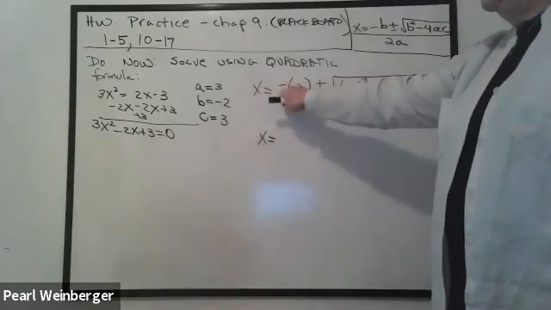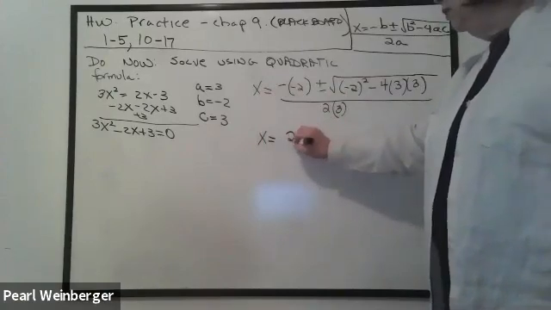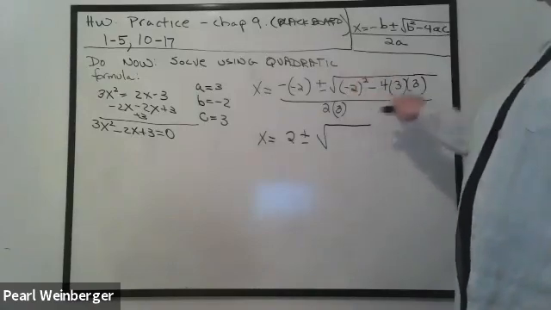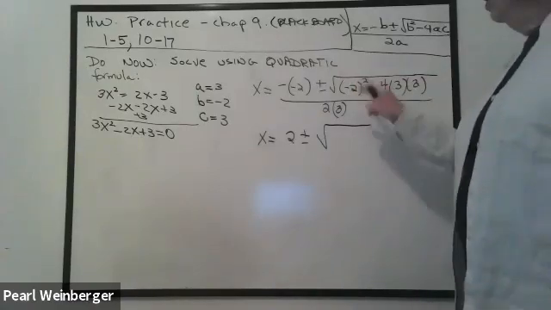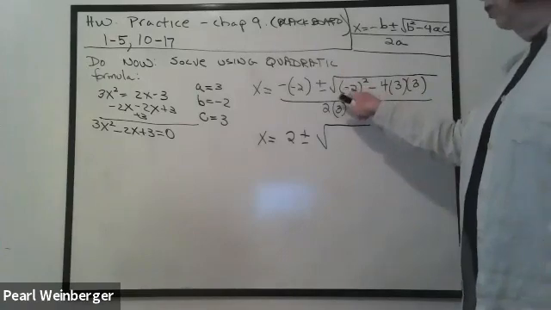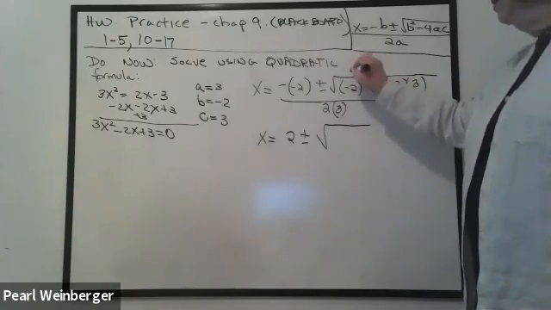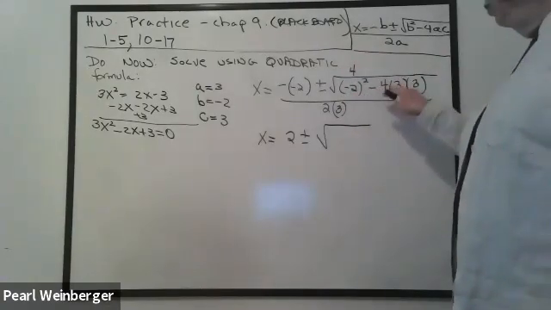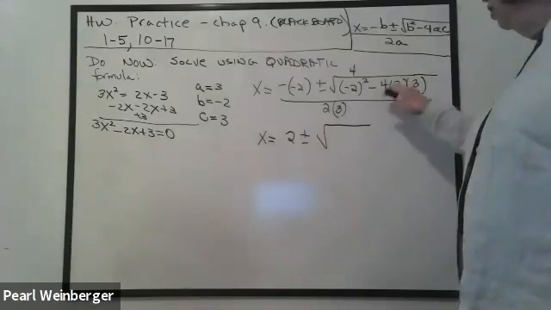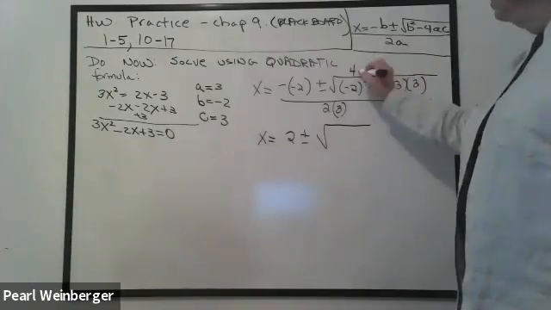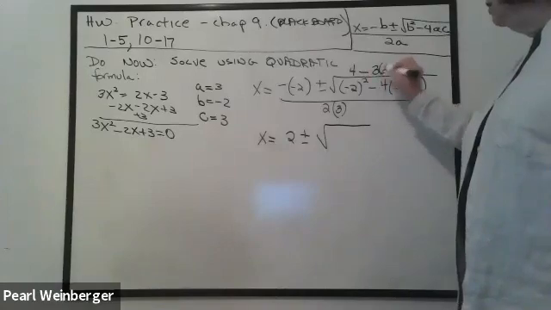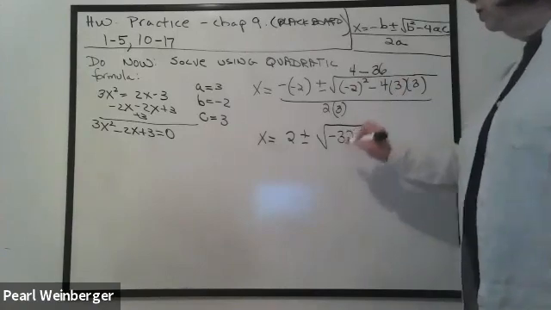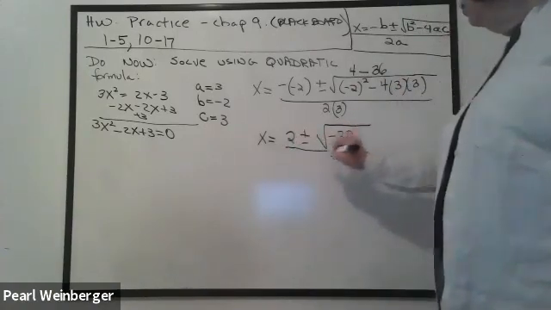So the first thing we have is a negative 2, which is a positive 2. And here's where we're really going to have to be careful. We have this number inside the square root. Let's get that correct. First of all, we have negative 2 squared, which is a positive 4. Negative 2 times negative 2 is positive 4. Then I have minus 4 times 3 times 3. So 4 times 3 is 12, times 3 is 36. So this is minus 36. And 4 minus 36 is negative 32. And that's all over 2 times 3, which is 6.